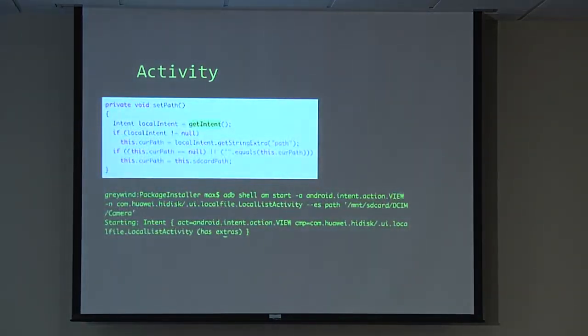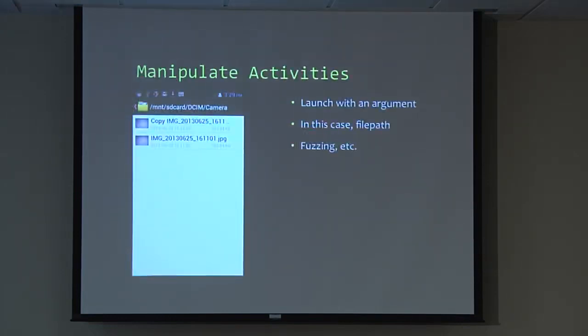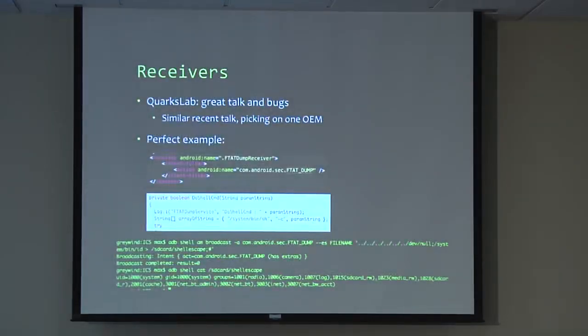If you want to actually go deeper into this, you can reverse the app, see where it's actually handling the intent message that you send it. So here it's in get intent, and it's looking for a string extra called path. So if I send an intent that has extra string path and I mount SD card camera, I can launch the activity directly. So that might be interesting for fuzzing, et cetera. You can just launch the activity with an argument or an extra string that it will parse through.